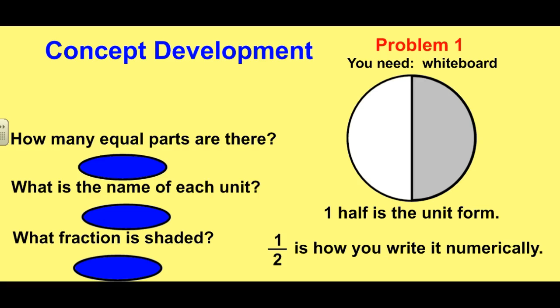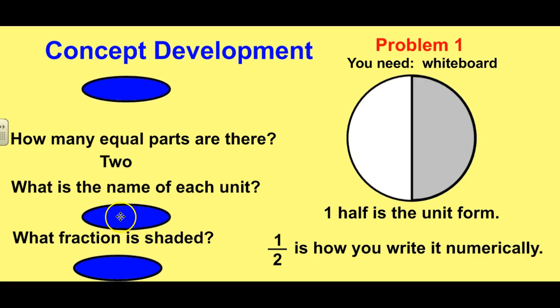Okay, so looking at the circle on your board, I want you to write down how many equal parts are in this circle. And then you should have put 2. What is the name of each unit? So each unit is this right here and this right here. So the name of each unit is 1/2.